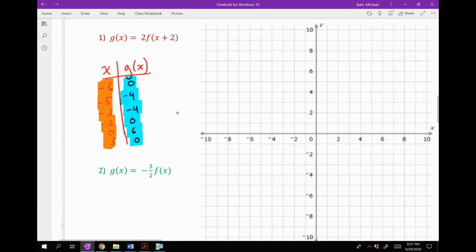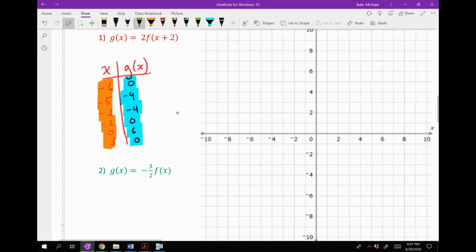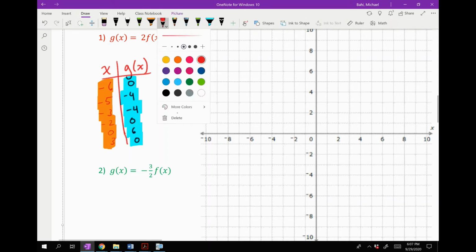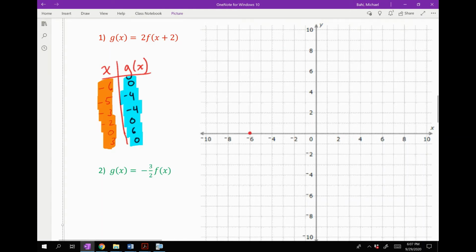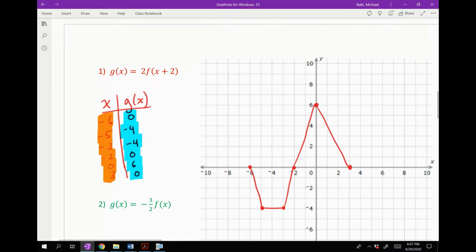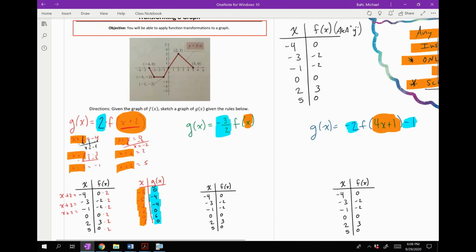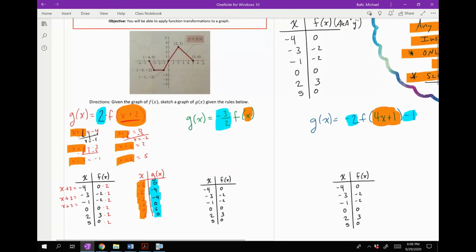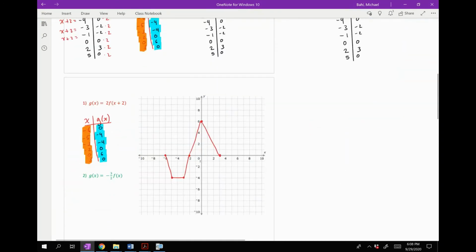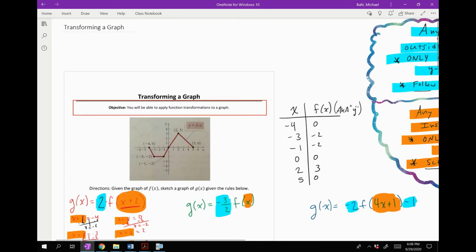All right? So now when I'm graphing this, I'm going to make sure I'm in red. So negative 6 comma 0. And because I wrote these in order, as I was saying earlier in the video, I can connect them left to right, and you get that. So this is the same as the original image, but because there's a 2 out in front, it's now twice as tall, and it is shifted 2 to the left.